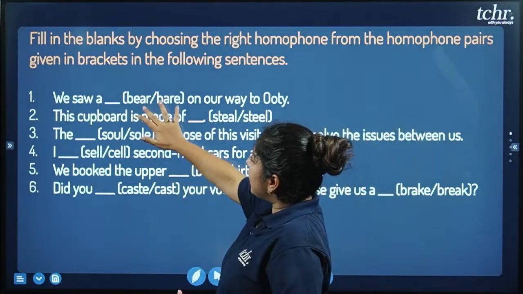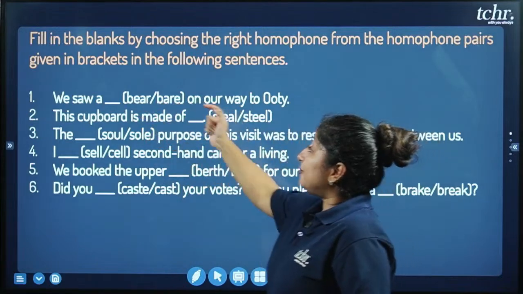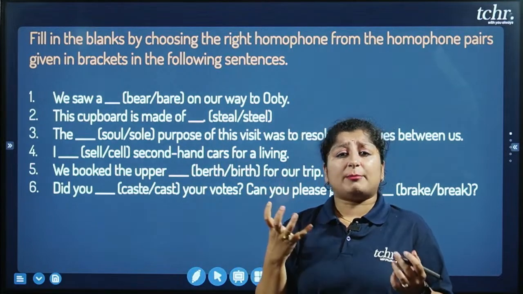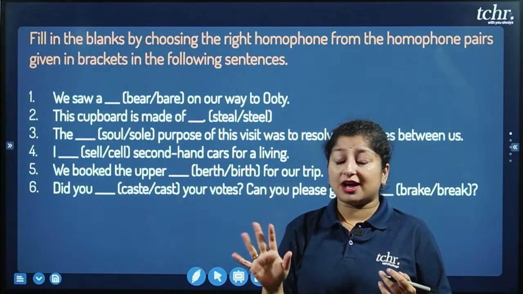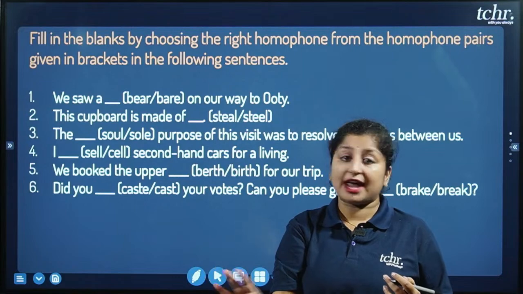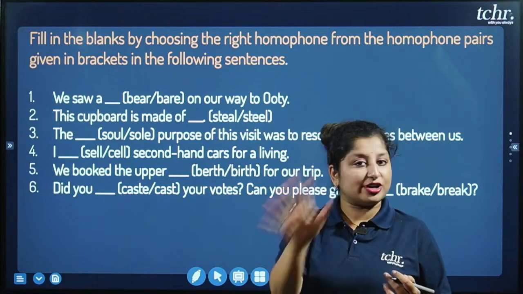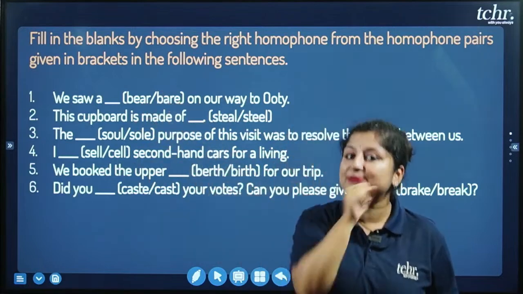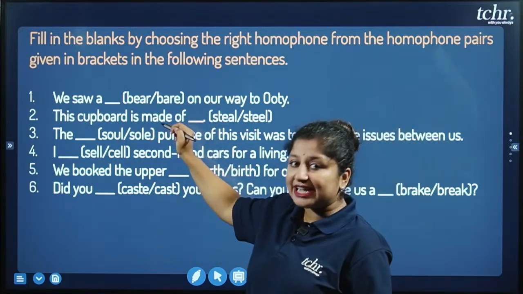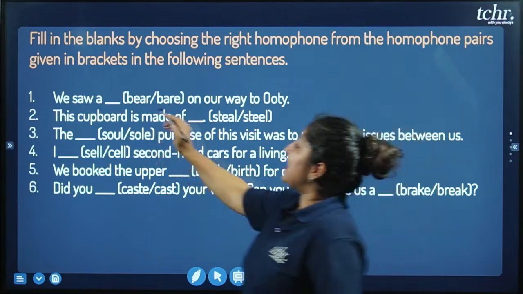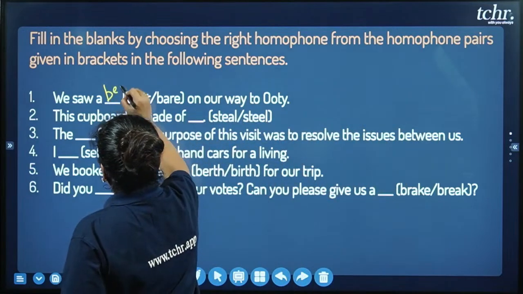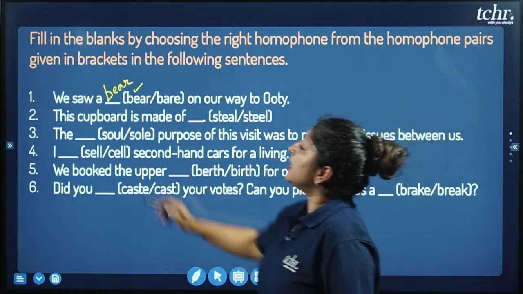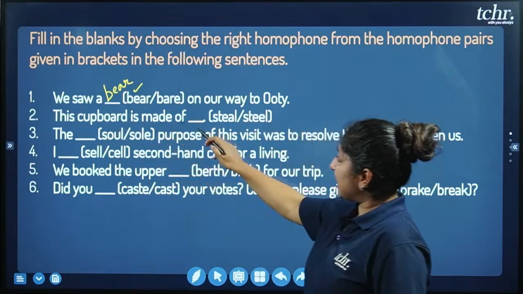So bear and bear. To bear something is to tolerate. I really can't bear you, I can't bear you anymore, I can't tolerate you anymore, is this bear. Bear is also your animal bear. So which would be the right one that has to come inside this blank? It is bear, bear.